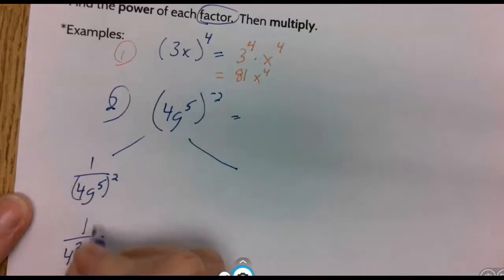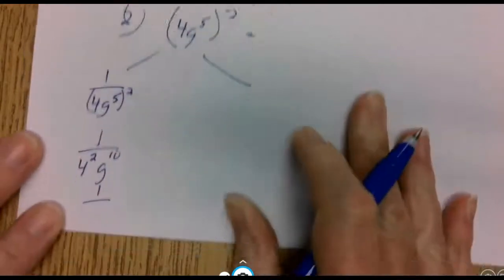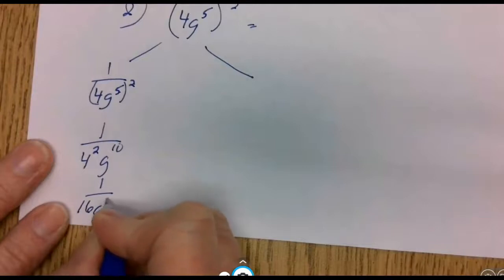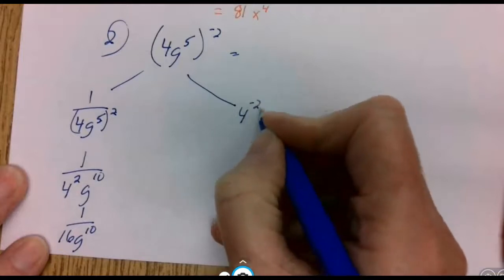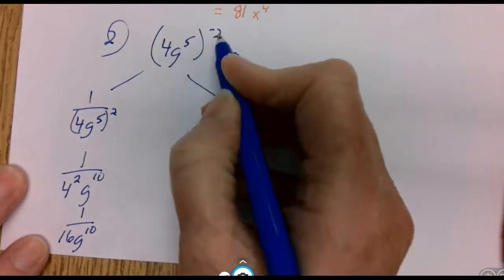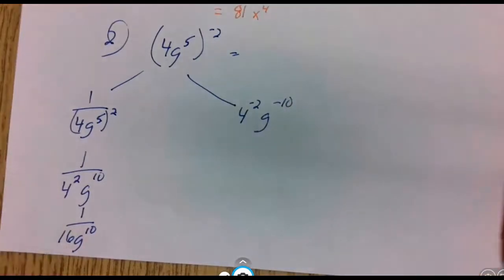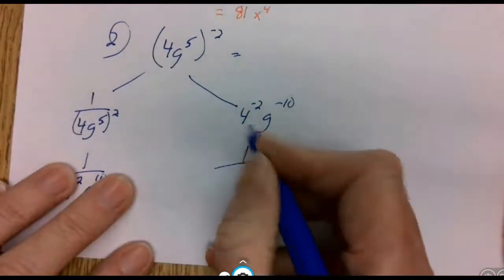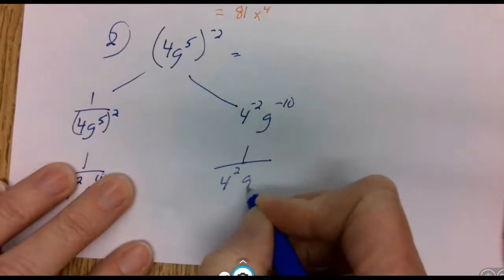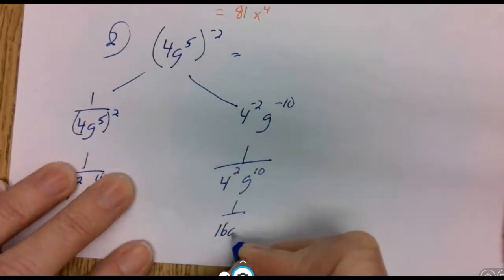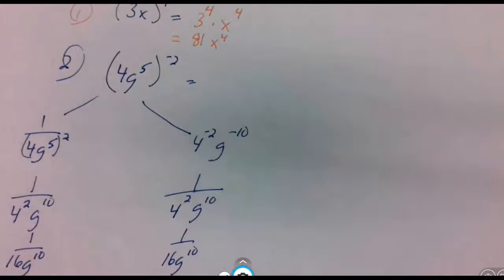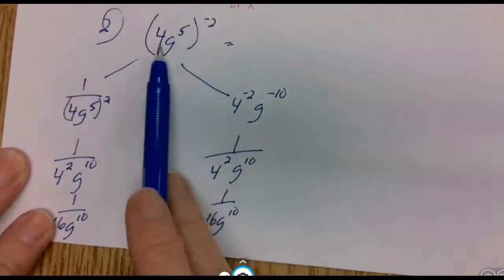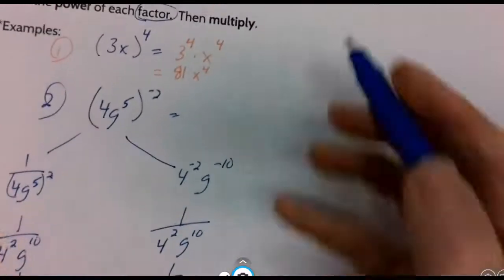This is 4 to the 2nd power, g to the 5 times 2, which is 10. So that's 1 over 16g to the 10th. I could have also done it by taking everything to a power: 4 to the negative 2, and g to the 5 times negative 2, which is negative 10. They both have negative exponents, so they have to go to their opposite place. So 4 squared and g to the 10th, so 1 over 16g to the 10th. Notice we get the same answer either way. So just see which way your mind goes. Do I take care of the negative first? Do I take everything to a power? It does not matter which one you do.